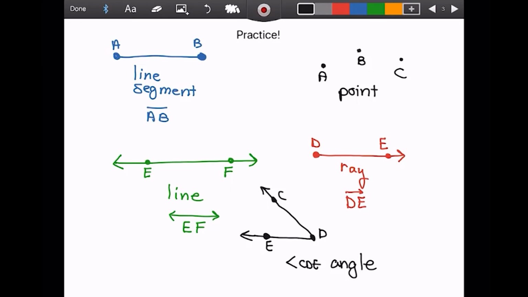So remember those vocabulary terms. They're going to be important things for you to lock in your head so that you can have good conversations about geometry. So points, line segments, lines, rays, and how those rays form angles. Thank you so much for learning with me today, and I look forward to learning with you again soon.